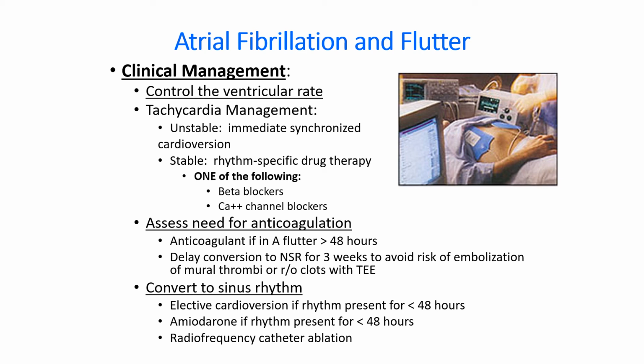When it's time to convert to sinus rhythm, you can use elective cardioversion, or sometimes amiodarone if the rhythm is present less than 48 hours, or radiofrequency catheter ablation. With new onset AFib, patients may have fewer ectopic sites, and they could go in and potentially ablate those areas of ectopic sites and stop the atrial fib.